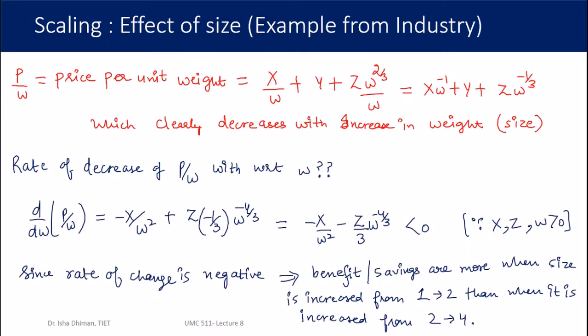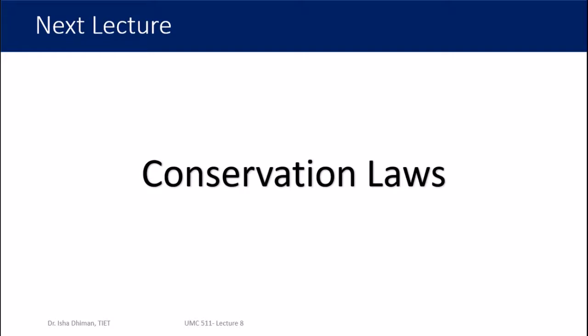So that's the idea of this industrial example, which might have given you much more idea about this kind of case studies. This kind of mathematical models are very useful in evaluating or identifying how the price should be set, so that the company is going to be in the benefit. So that's all about scaling. In our next lecture, we are going to look at conservation laws.